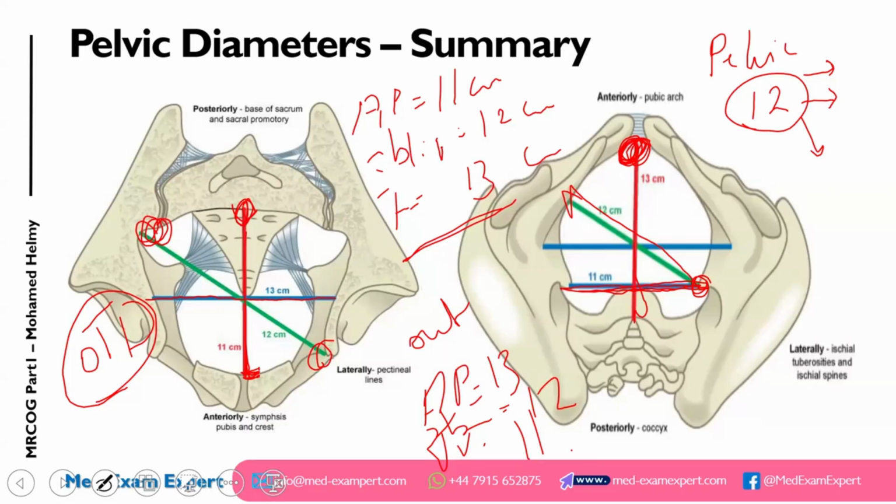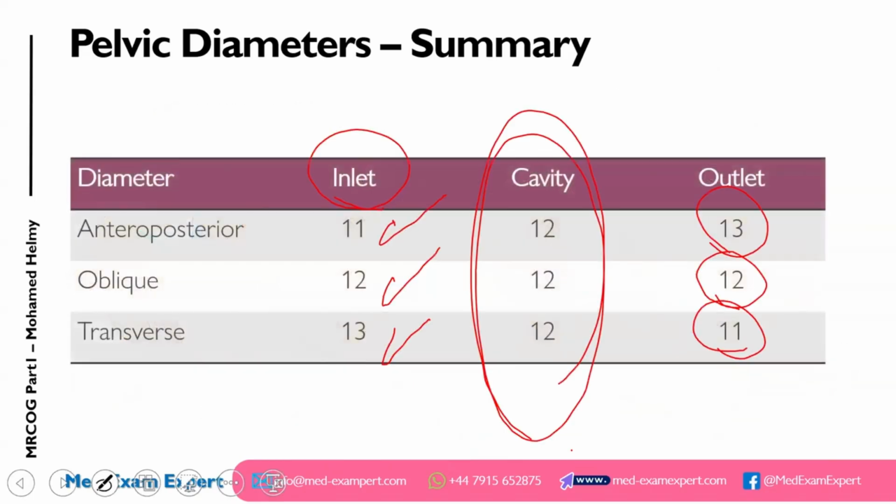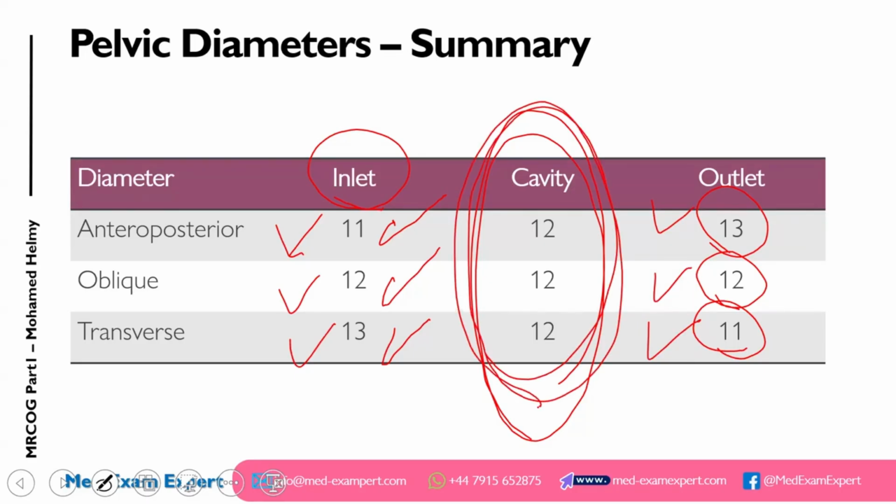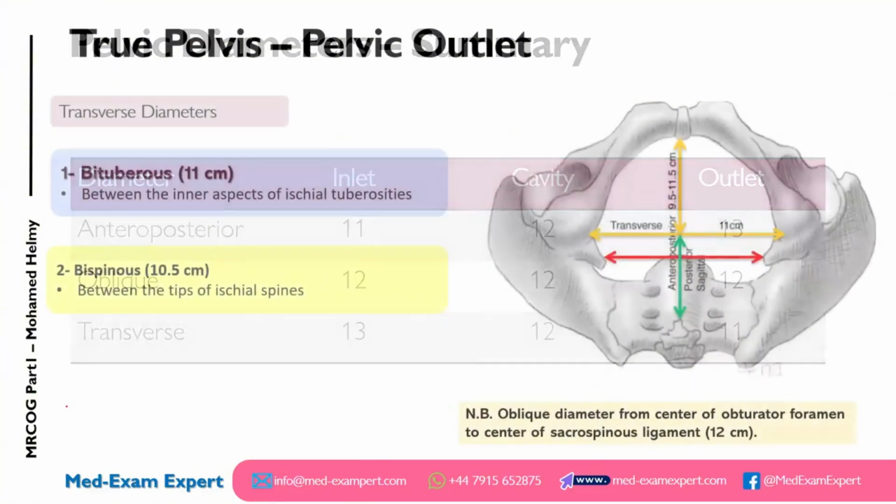Okay, so if we summarize the numbers again, we have the inlet 11, 12, 13, outlet 13, 12, 11, and the cavity is 12. Of course, we have to arrange them as anteroposterior first, then oblique second, then transverse third. Okay, so this way you can remember the numbers without any problem.